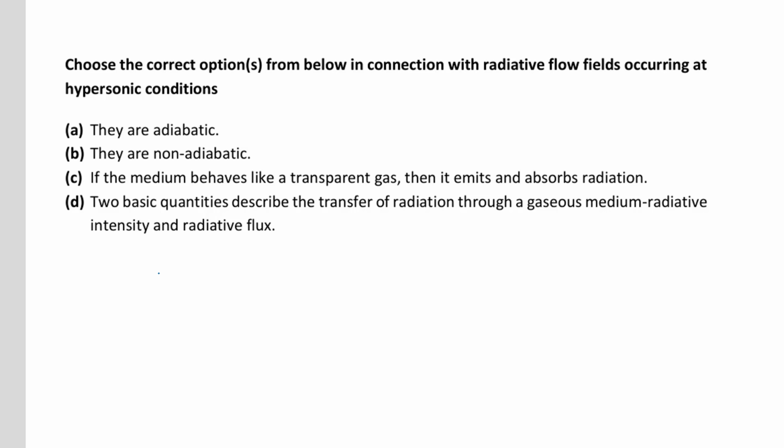Now we'll see the next problem. Choose the correct option or options from below in connection with radiative flow fields occurring at hypersonic conditions. Option A, they are adiabatic. Option B, they are non-adiabatic. Option C, if the medium behaves like a transparent gas, then it emits and absorbs radiation. Option D, two basic quantities describe the transfer of radiation through a gaseous medium: radiative intensity and radiative flux.